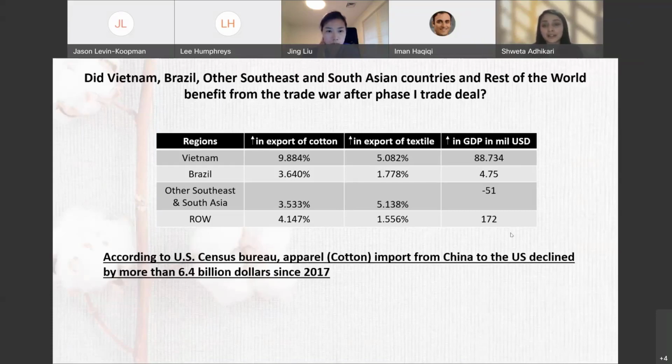And this one is data by the U.S. Census Bureau. Apparel import from China to the U.S. declined by more than $6.4 billion since 2017. This is mainly because Vietnam has increased its export of textile, and we can see a large increase in import by the US from Vietnam.